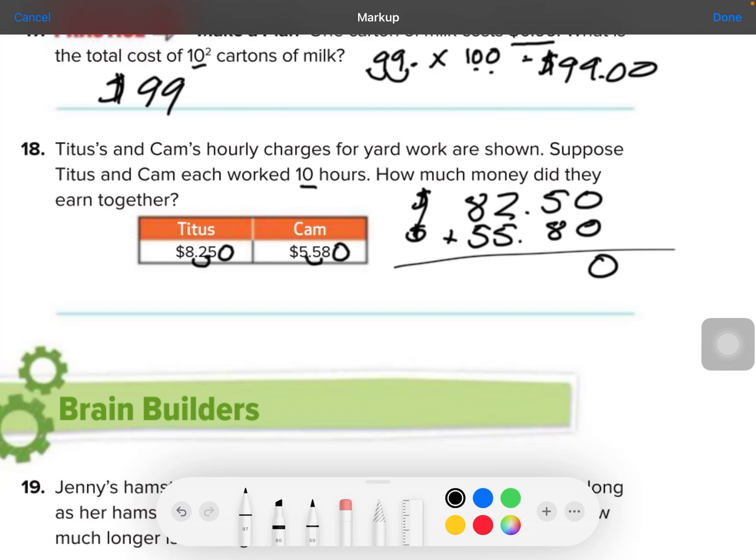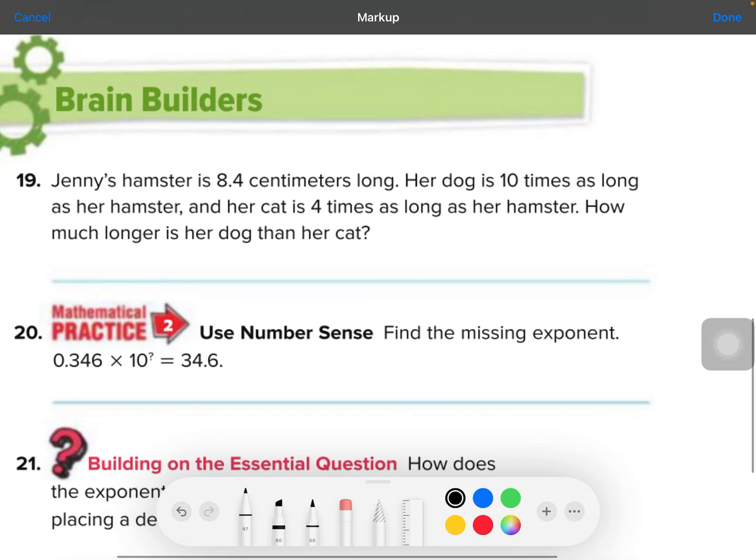5, 6, 7, 8, 9, 10, 11, 12, 13. Remember, when you're adding decimals, you do need to line the decimal points up, just like I did here. 5, 6, 7, 8, 8, 9, 10, 11, 12, 13. So the total earnings that they're going to earn together is $138.30.